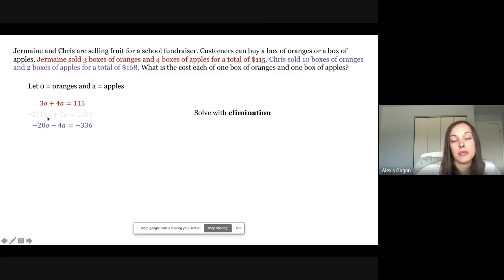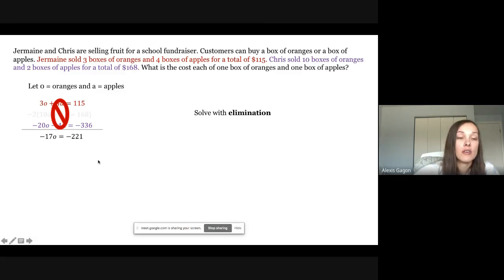So if we multiply that by -2, it goes to all of those. -2 times 10O is -20O, -2 times 2A is -4A, and then -2 times 168 is -336. And now we can see, when we add these together, they're going to cancel out. So we can add these 2 equations together. Those cancel, and then 3O minus 20O is -17O. And then 115 minus 336 is -221.